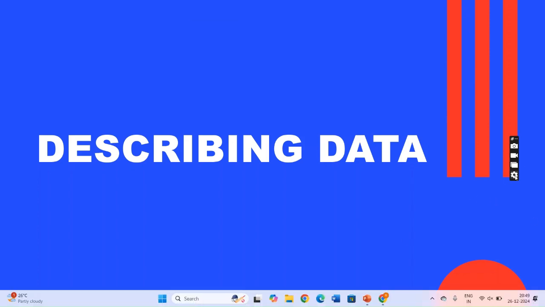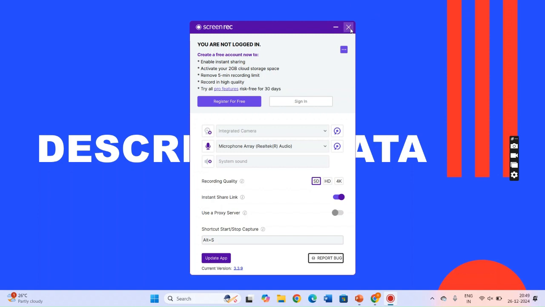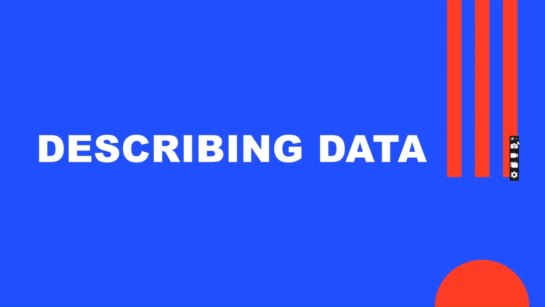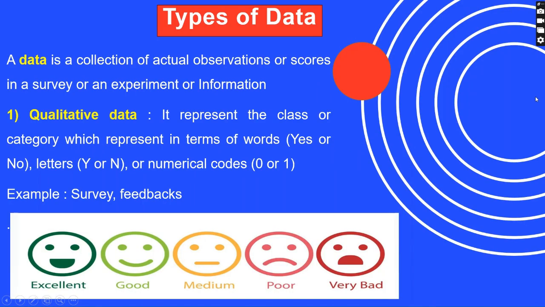Okay. Describing data. Here we deal with the different types of data, different types of variables, and how to represent the data and its variability in tables and graphs. Types of data. There are three types. One is qualitative, the next is quantitative, and another is called ranked data.